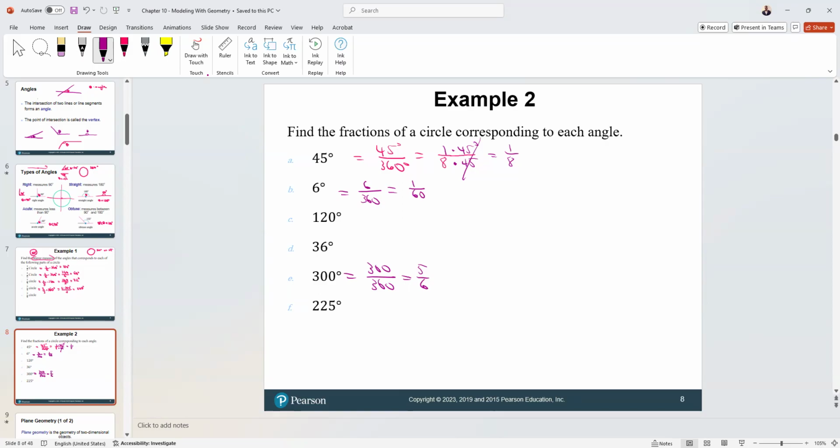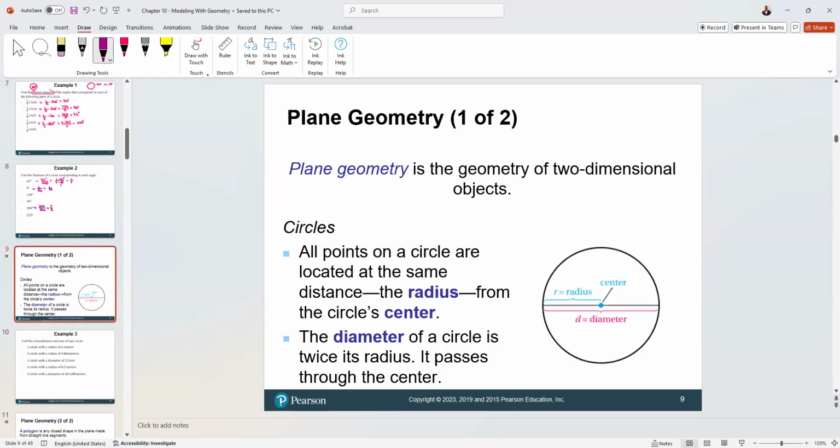So I hope you can use these examples to do more exercises at some point, because the next topic would be really introducing plane geometry. Plane geometry is the geometry of two-dimensional objects. We can examine features of circles and polygons. Polygons have different sizes of shapes. They are the most common two-dimensional objects.